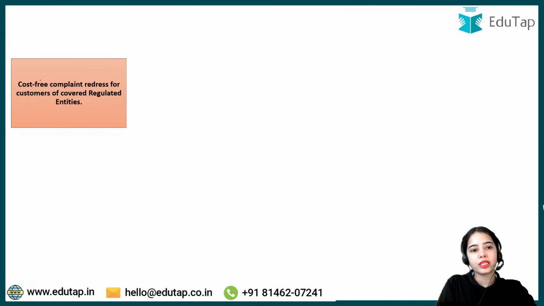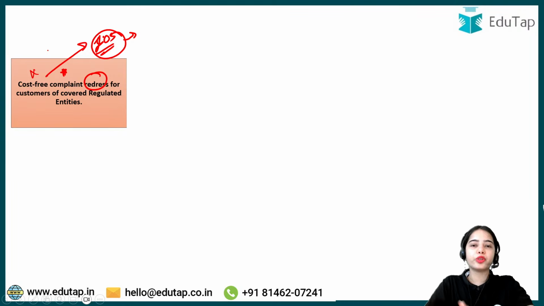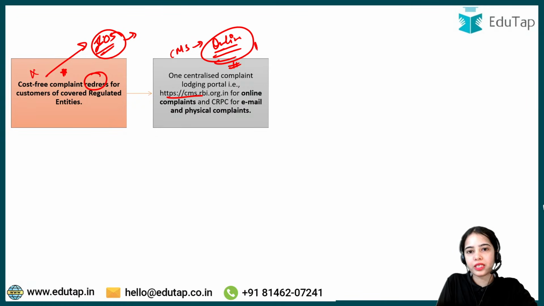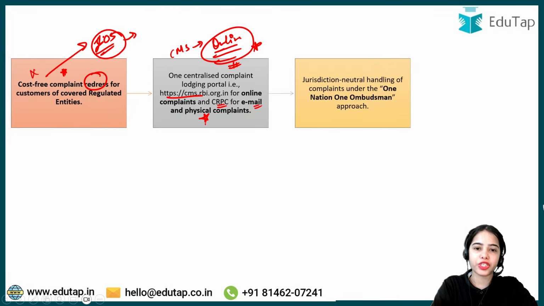Now, coming to the summary: the integrated ombudsman scheme provides a cost-free complaint redressal mechanism. It is absolutely cost free. The complainant does not have to pay any fees. There is one centralized complaint lodging portal, that is the CMS. We have discussed that CMS: through the CMS portal you can share your complaints online with the RBI, okay? And with the CRPC, you can share your complaints through email or in physical manner.